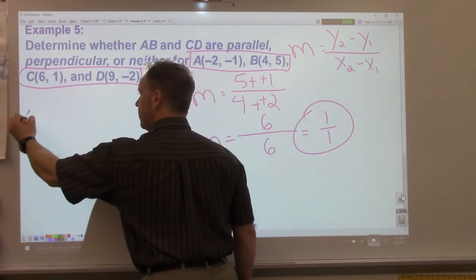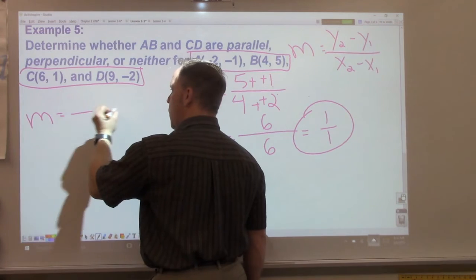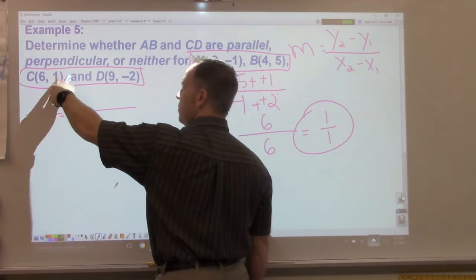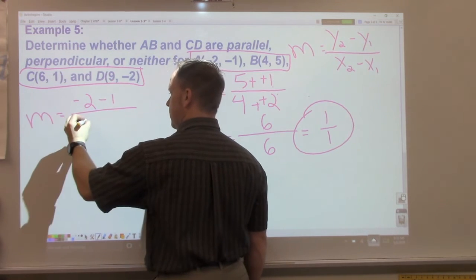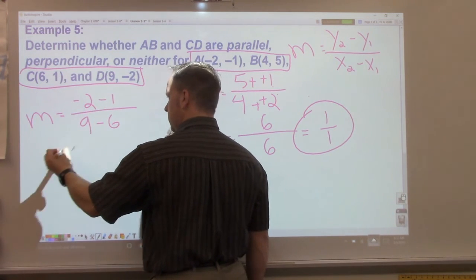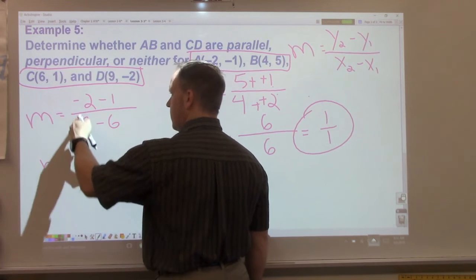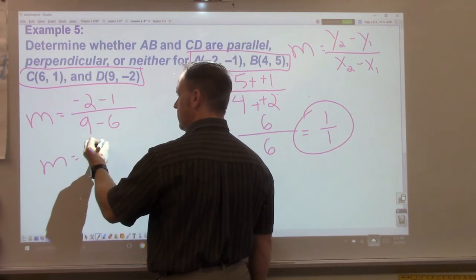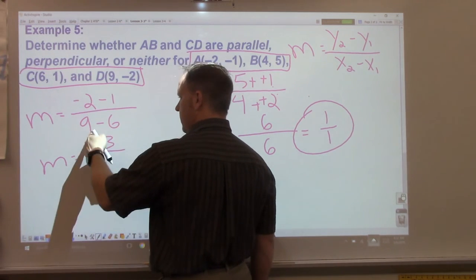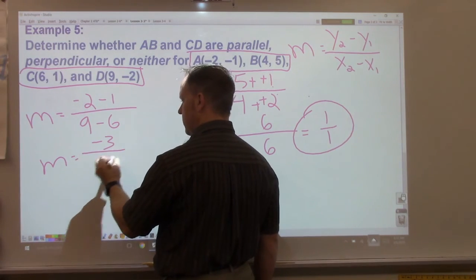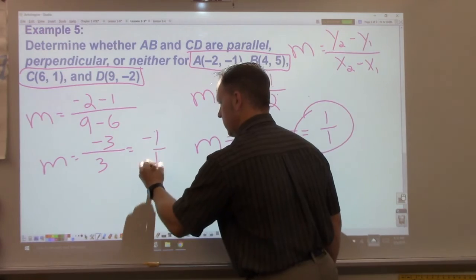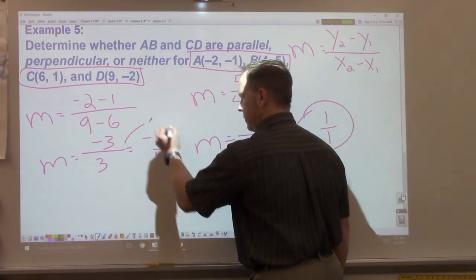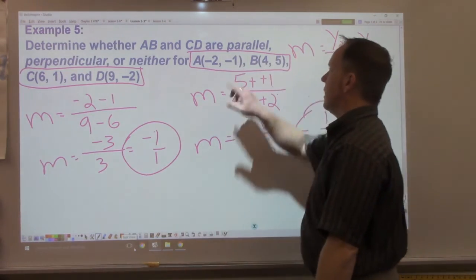Slope of CD. -2 minus 1 over 9 minus 6. Reduce. There's my second slope. Now, again, are they parallel?